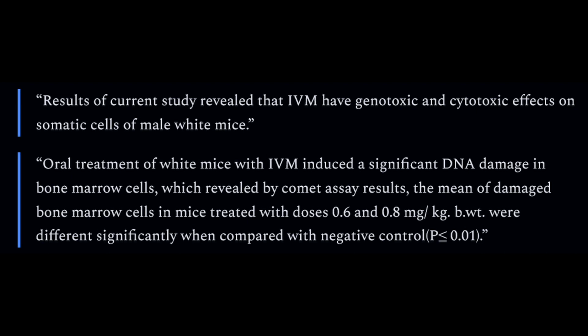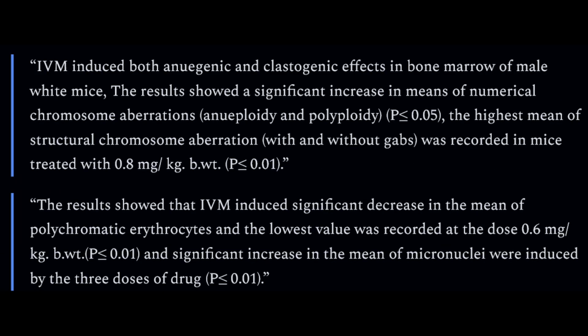COMET assay results. The mean of damaged bone marrow cells in mice treated with doses of 0.6 and 0.8 milligrams per kilogram were different significantly when compared with the negative control, p-value less than or equal to 0.01. Ivermectin induced both aneugenic and clastogenic effects in bone marrow of male white mice. The results showed a significant increase in means of numerical chromosome aberrations, aneuploidy and polyploidy, with a p-value less than or equal to 0.05. The highest mean of structural chromosomal aberrations, with and without gaps, was recorded in mice treated with 0.8 milligrams per kilogram body weight.